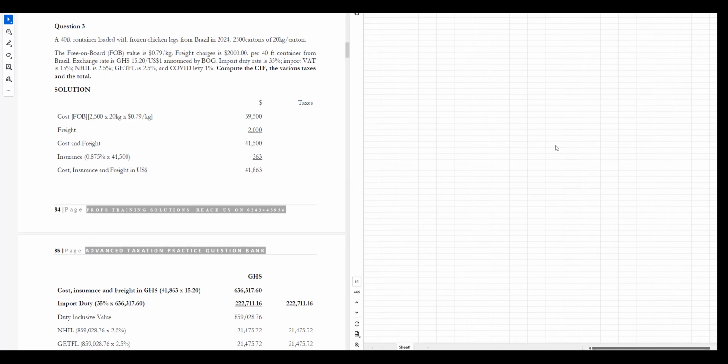So what's the first step? I told you what's the first step. We have to compute the CIF. And CIF begins with what? The cost, right? So with the cost, we start with the free on board. The goods were what?